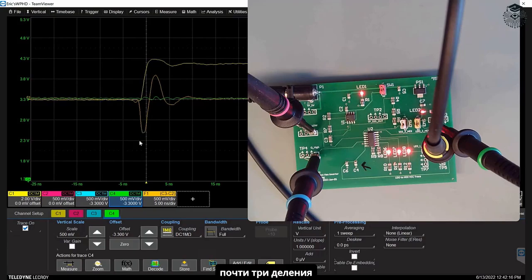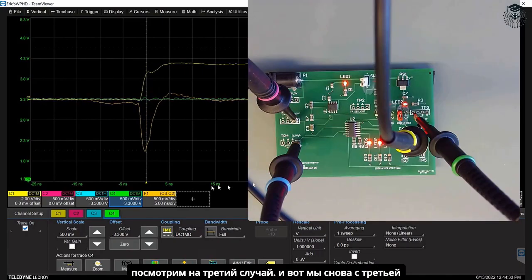It's almost 3 divisions, 1.5 volts of rail compression peak to peak when the I/O switches. And that's because the capacitors are moved a little farther away. We have this extra amount of loop inductance in this path. We've got a little bit of filtering, because of this inductance and these capacitors, of the noise on the die getting to the rest of the system. And now let's look at the third case.